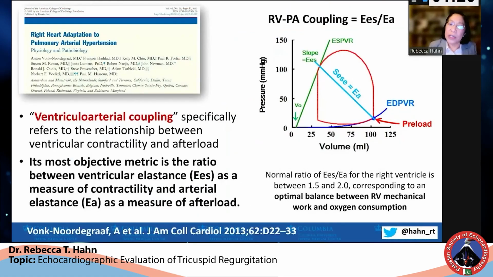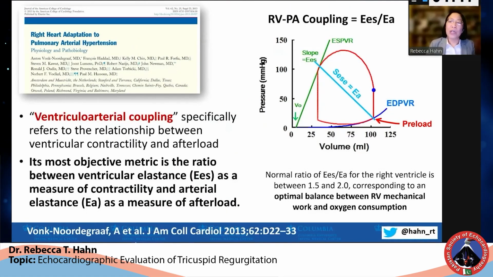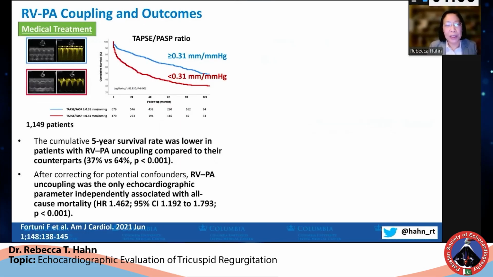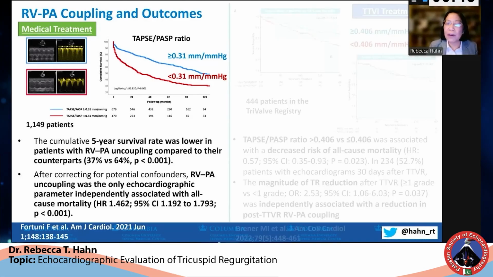And so what we now believe may be an important measure of RV function is the way that the RV responds to that afterload in a measure called RVPA coupling. There are a number of different ways of measuring RVPA coupling. The simplest and the most frequently used is just measuring TAPSE over pulmonary artery systolic pressure, TAPSE over PASP. And in this study, looking at conservatively treated patients, the cutoff of 0.31 defined those patients with adverse 5-year outcomes.